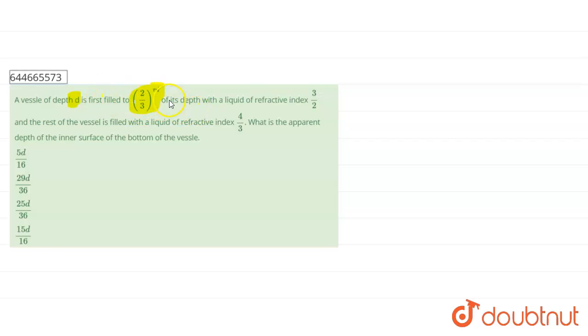Hello students, our question gives that a vessel of depth D is first filled to 2 by 3rd of its depth with a liquid of refractive index 3 by 2, and the rest of the vessel is filled with another liquid with a refractive index 4 by 3. What is the apparent depth of the inner surface of the bottom of the vessel? Here 4 options are given regarding the value for the apparent depth.